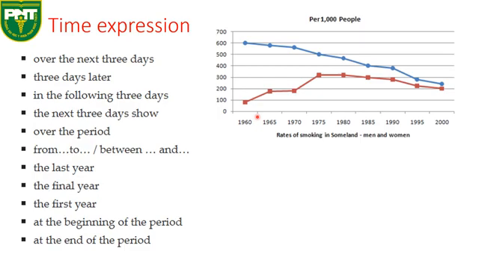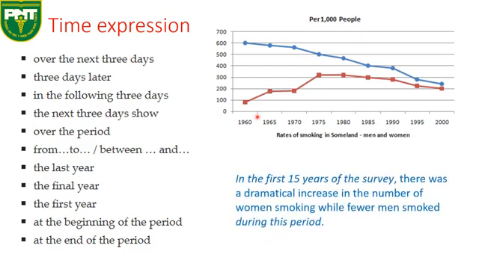Something happens. For example, in the first 15 years of the survey from 1960 to 1975, there was a dramatic increase in the number of women smoking here. This phase, use it. There was an increase, but I used "dramatic increase". Much clearer, right?